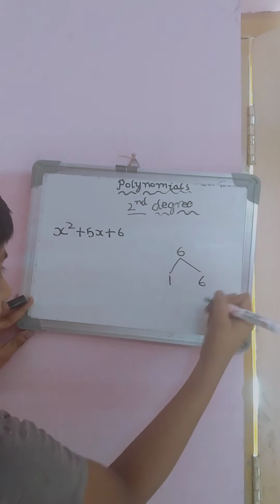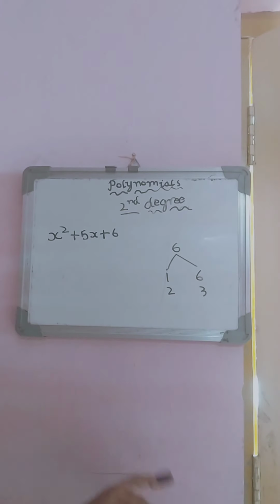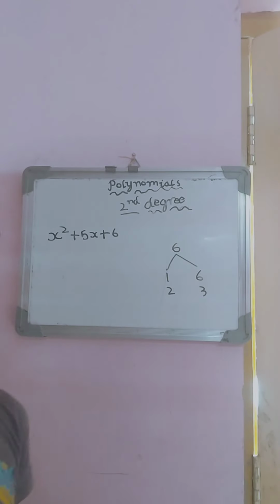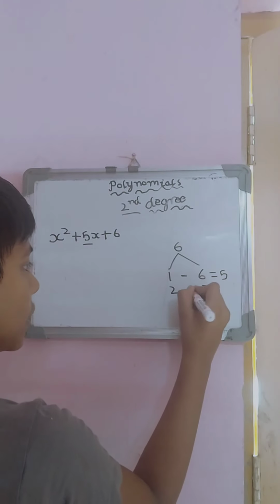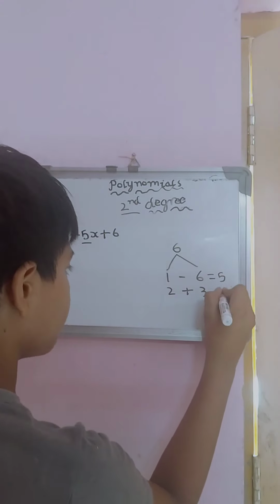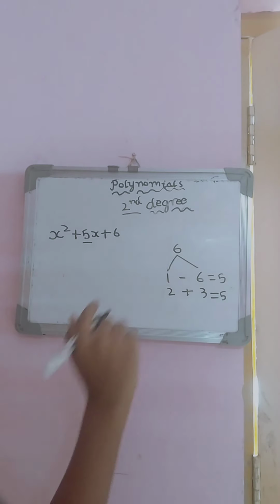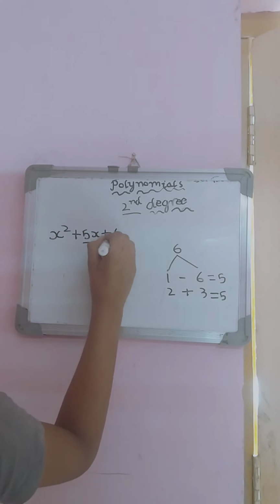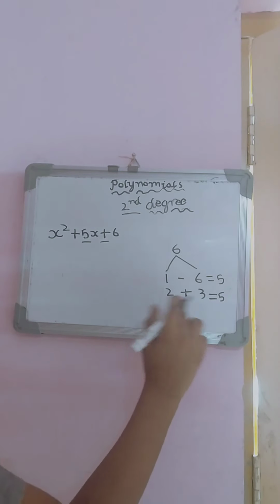1 into 6, 2 into 3, and the 3 can't repeat again. Why? Because by adding or subtracting we should get this middle number. 6 minus 1 is equal to 5, and 2 plus 3 is also 5. If there were only 2 plus 3 we could write directly, but there are two options, so at that time we should check the sign. The sign is adding, so we should take these two.